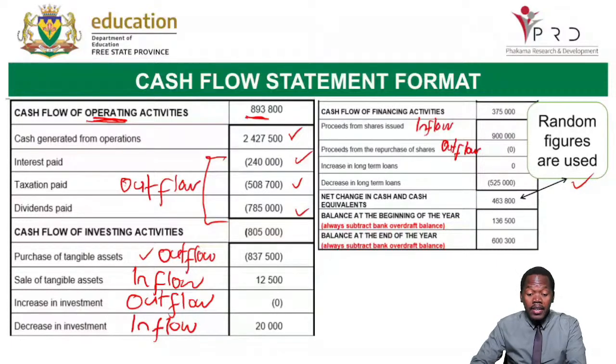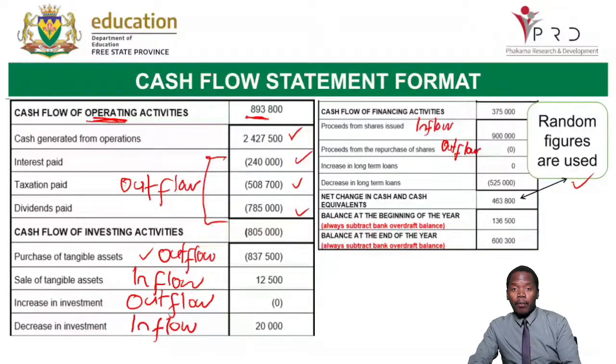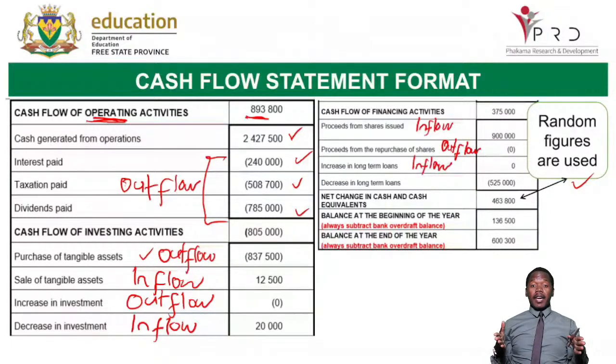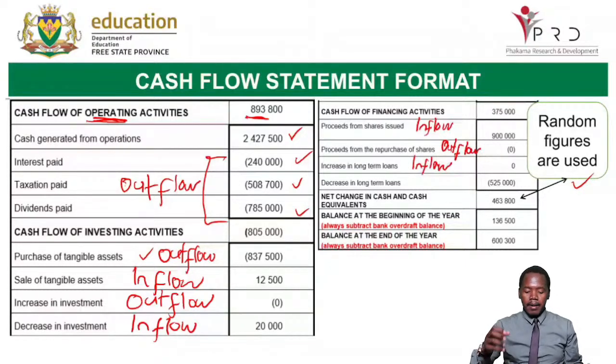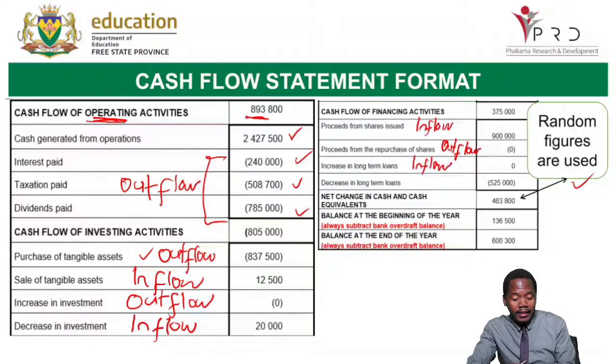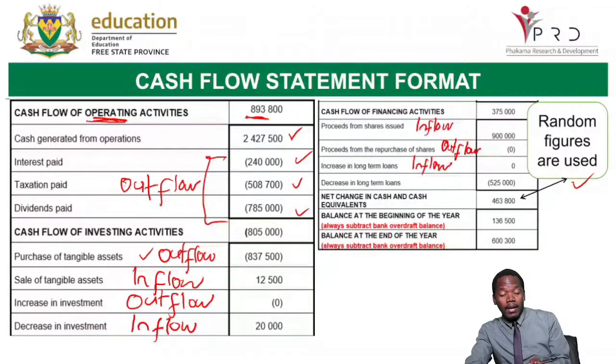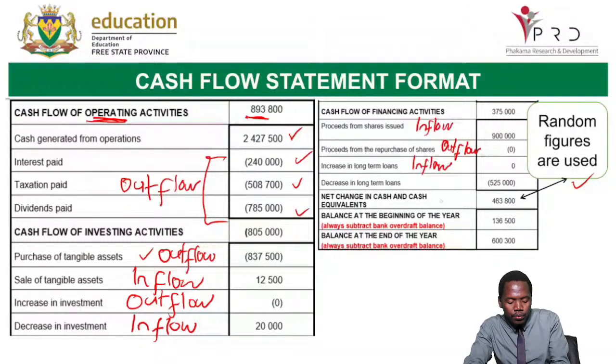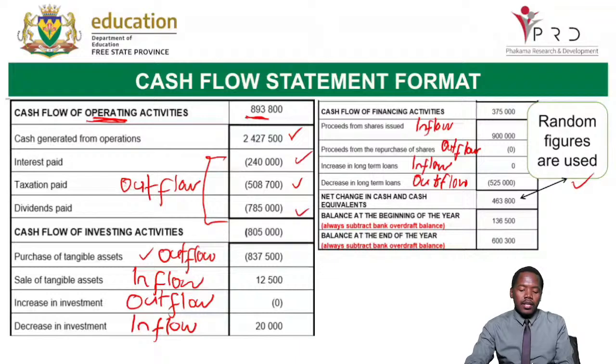And then we also have the increase in long-term loans. Whenever we decide to increase or to borrow more funds, that becomes an inflow. Grade 12s, I hope we are all getting what we are doing here. This is just a quick recap on our cash flow statement. Right, we also have a decrease in long-term loans. What's happening here? When we decide to pay back these loans. So this will always remain to be an outflow because we are paying back.